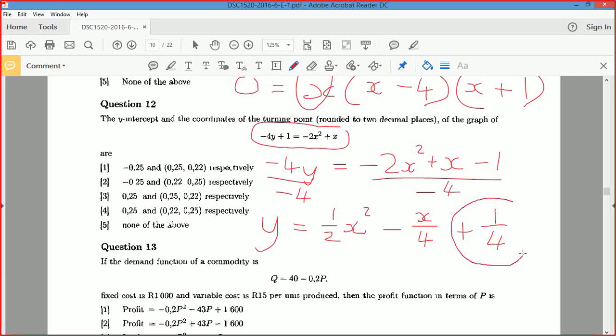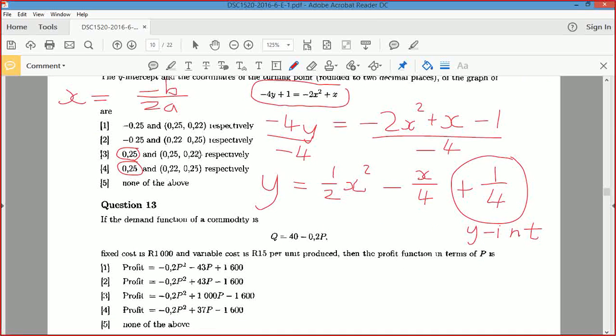So what's your y-intercept? A quarter. Exactly. A quarter would be either that option or this option, so 3 or 4 are possibilities. I want to know what the turning point is. How do I find the turning point? We spoke about it earlier for a quadratic equation. Minus b over 2a. Yes.